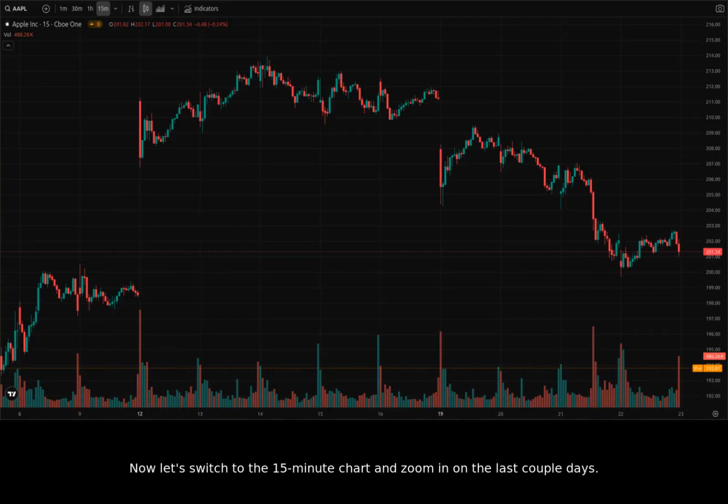Now let's switch to the 15-minute chart and zoom in on the last couple days. With the 15-minute chart, we can see more short-term trends. It gives us the ability to fine-tune when to enter the market. Looking at May 21st and today May 23rd, we see the price falling. This could be a good sign to go short or wait for the price to bounce and then short. The recent candles are small and choppy, indicating uncertainty and indecision in the market.